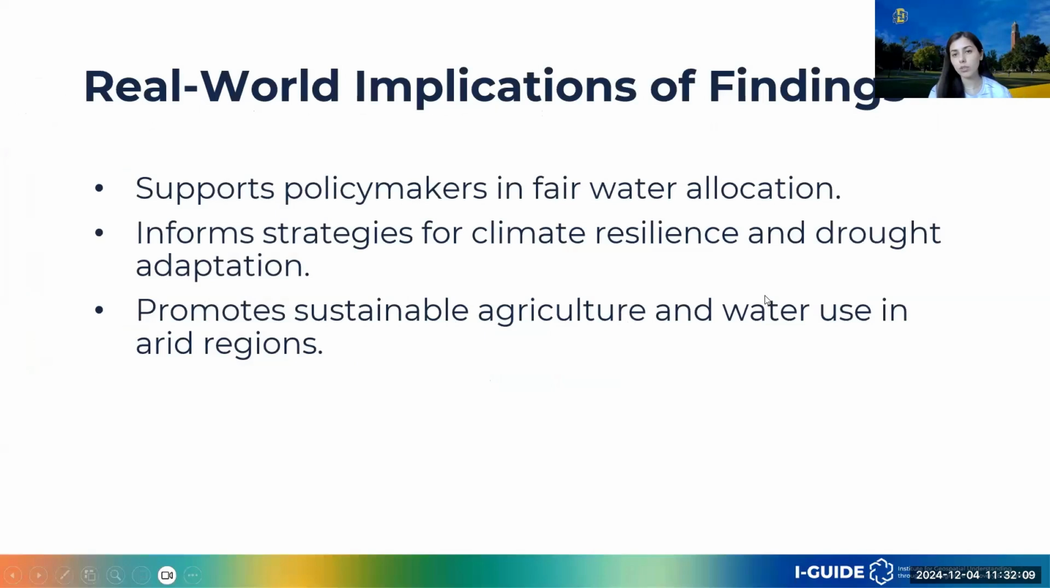So why is it important to know all this information? Knowing how much water is available throughout the year can help support policymakers in fair water allocation based on the treaties in the US and at the US-Mexico border. It can also help policymakers and water managers inform strategies for climate resilience and drought adaptation in the area, and promote sustainable agriculture and water use in arid regions.